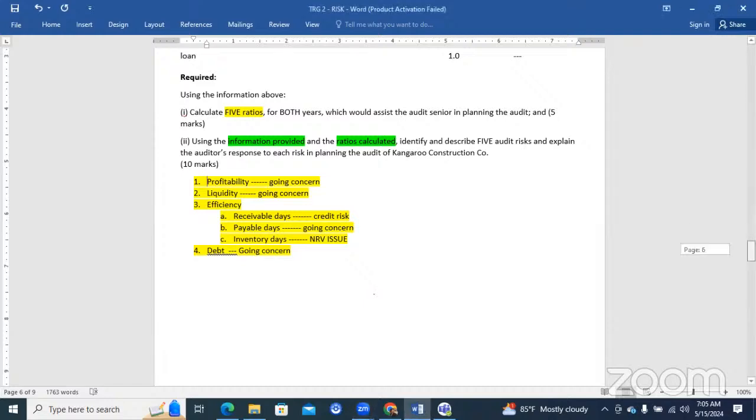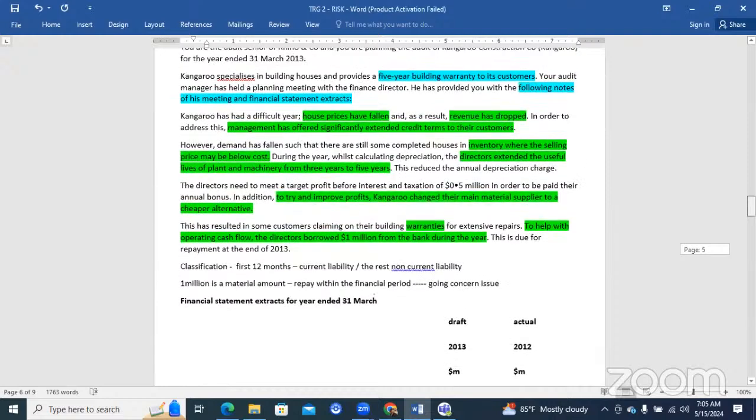Again, students, let's take this. However, the demand has fallen. There are still some completed houses. Completed houses are inventory. Still in the inventory, the selling price may be below cost. They said selling price may be below cost, which means there is a risk of NRV. Net realizable value may be lesser than cost. It's an NRV issue given in the story.